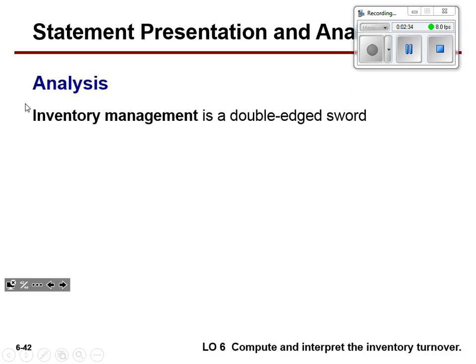Here's what I really want to teach you in this section on the ratios. Inventory management is a double-edged sword. This would be another great test question. Inventory management is a double-edged sword. It's that fine line where you want to sell enough to make a profit, but yet you want enough in stock so the customers are happy 12 months out of the year.